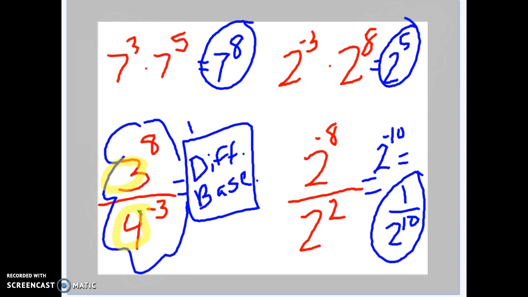And then the last one, you would do negative 8 minus 2, which results in 2 to the negative 10th, but we can't have a negative exponent, so you change that to a fraction, so your final result is 1 over 2 to the 10th.